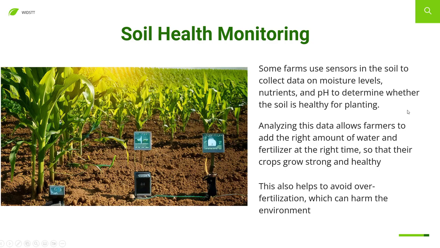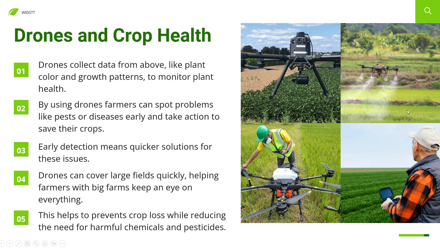So, now let's look at the use of drones and crop health. So drones collect data from above like plant color and growth patterns to monitor plant health. So by using drones, farmers can spot problems like pests or diseases early and take action to save their crops. Early detection means quicker solutions for these issues. Drones can cover large fields quickly, helping farmers with big farms keep an eye on everything. This helps to prevent crop loss while reducing the need for harmful chemicals and pesticides.